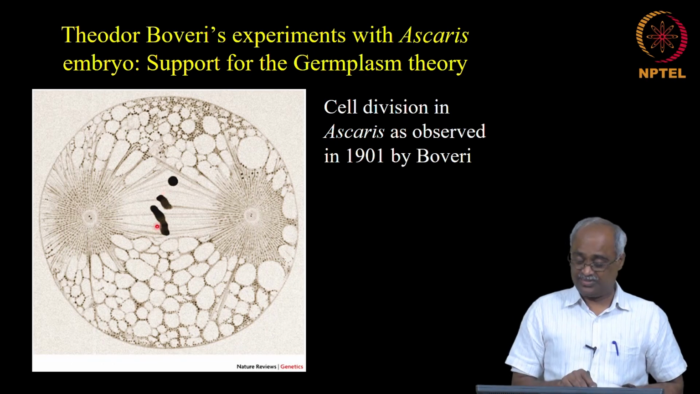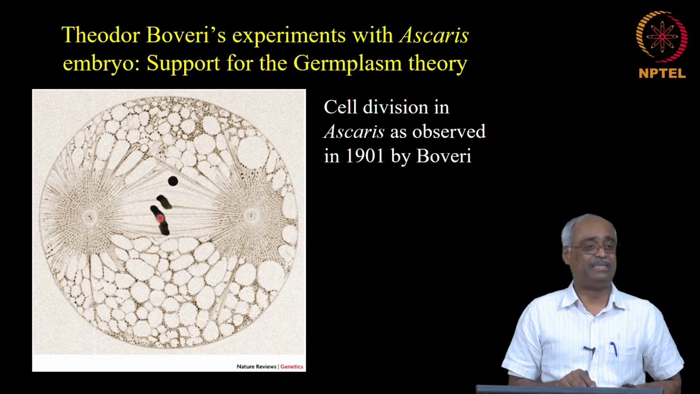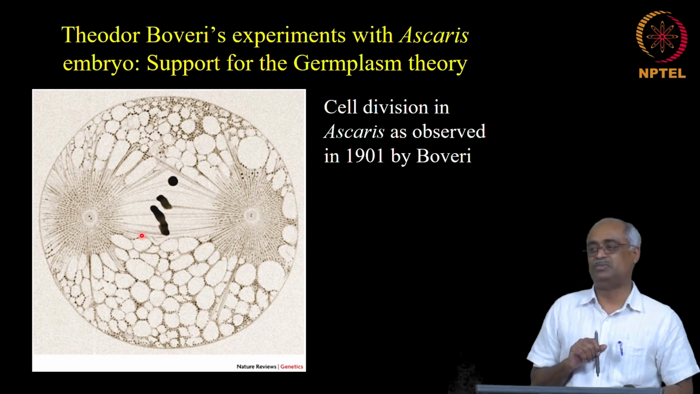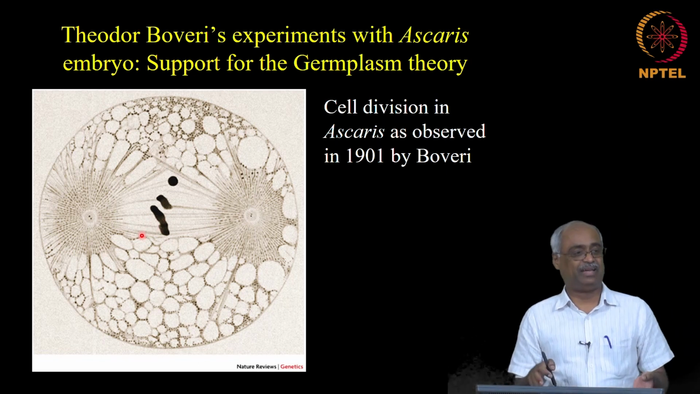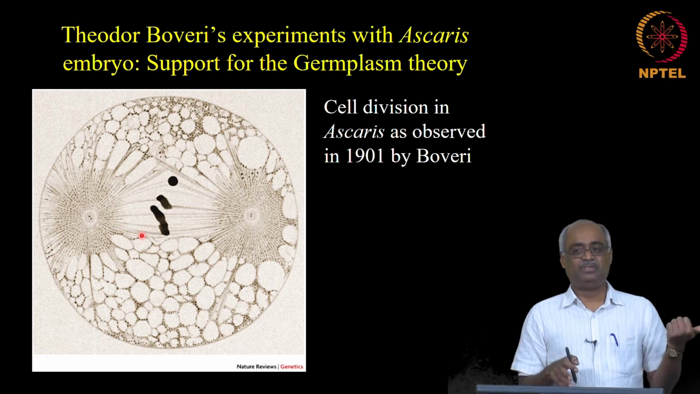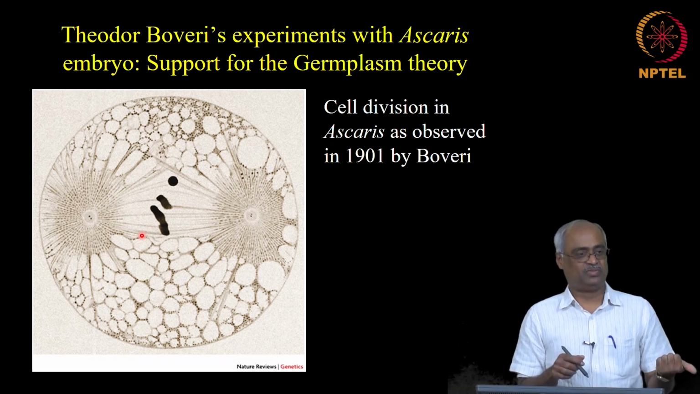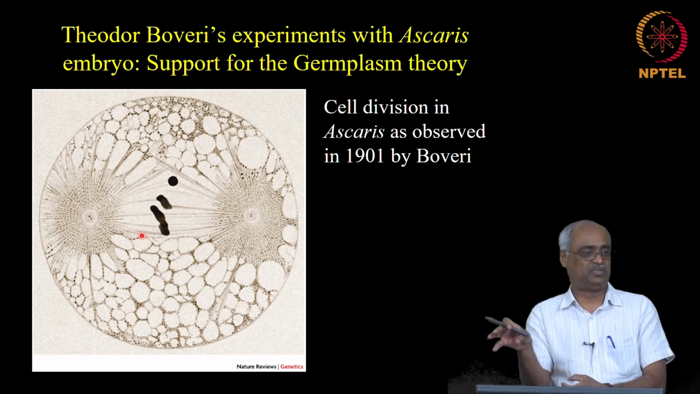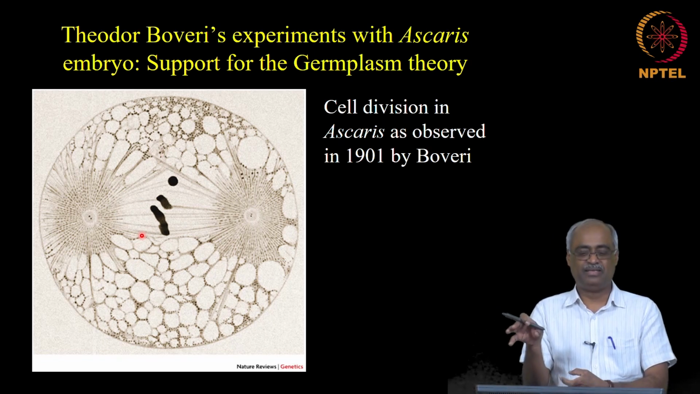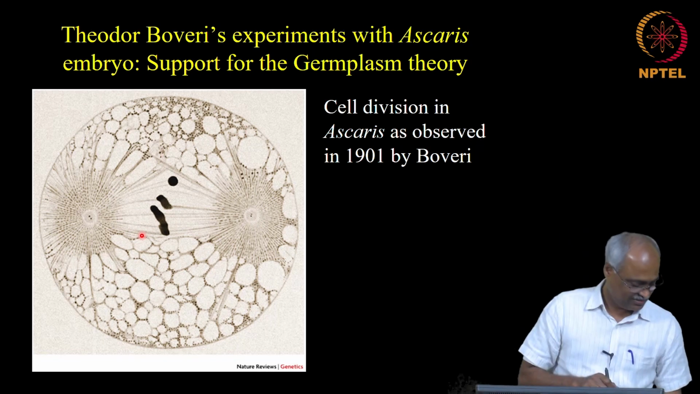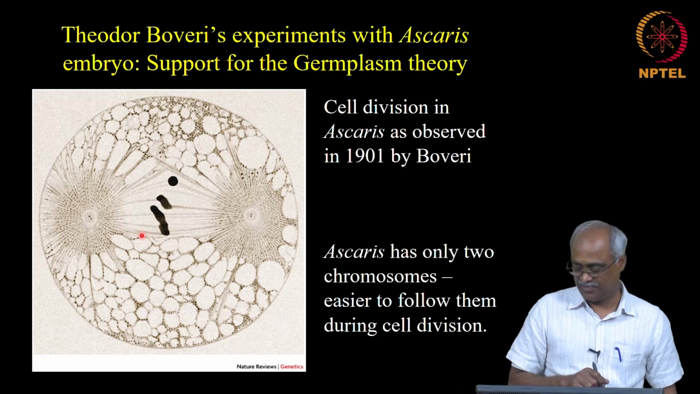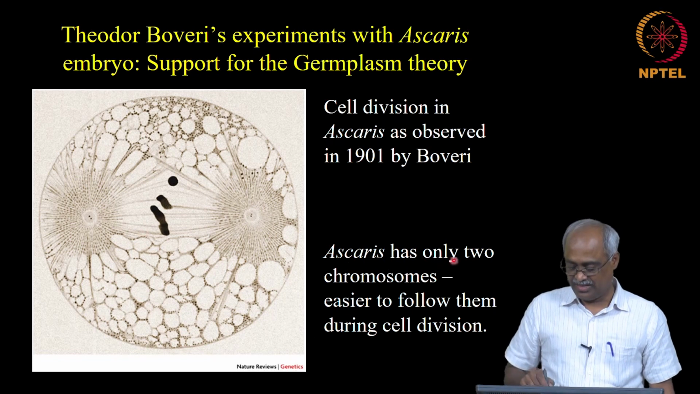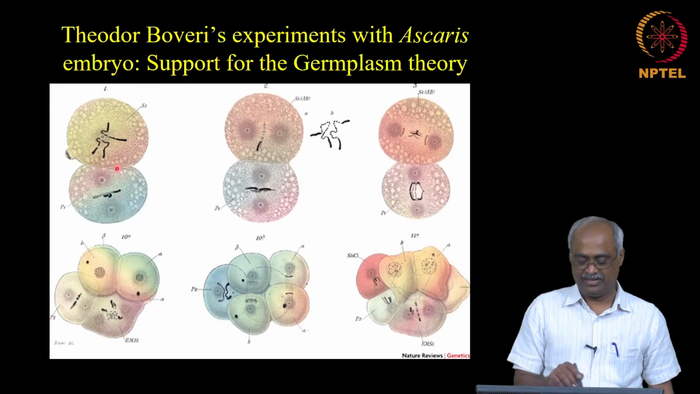So, he knew this has only 2 chromosomes, and therefore it will be easy to observe what happens to these 2 chromosomes as cells divide. August Weismann's theory proposes that the somatic cells will have different contents. Is this happening to these 2 chromosomes? And it did happen. As there are only 2 chromosomes, they are easy to follow, and here are the cell divisions.